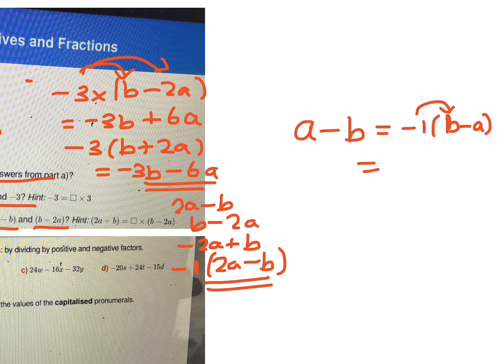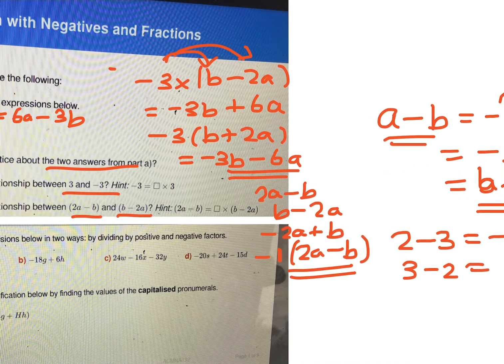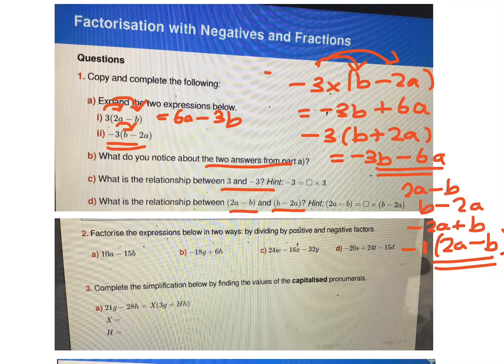Because if you expand that, you get minus 1 times b, which is minus b. Minus 1 times minus a is plus a. So it's b minus a. So they're the same thing, they just differ by a sign of minus 1. Now, think about that as like, if you have 2 minus 3, you get minus 1, and 3 minus 2, you get 1. See, they're the same thing, they just differ by a factor of minus 1. So if you come to the next one, what do you notice about this? If you took out a minus 1, then you would have the same thing. It just swaps it around.